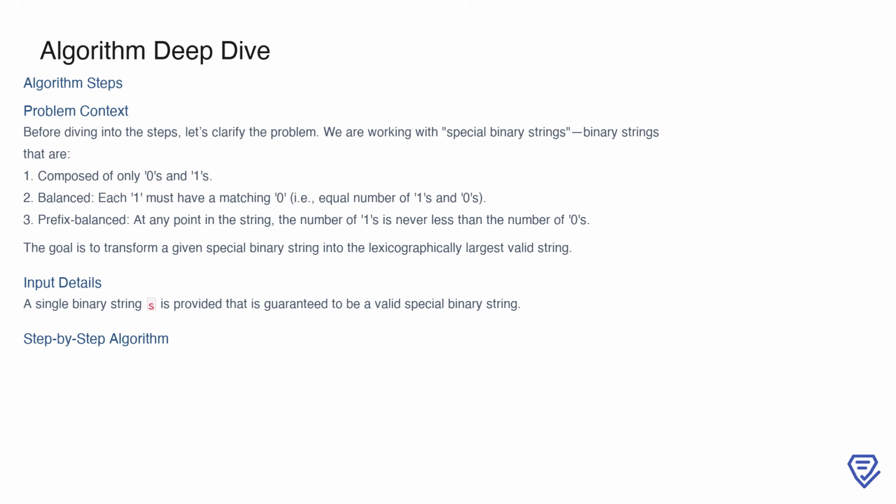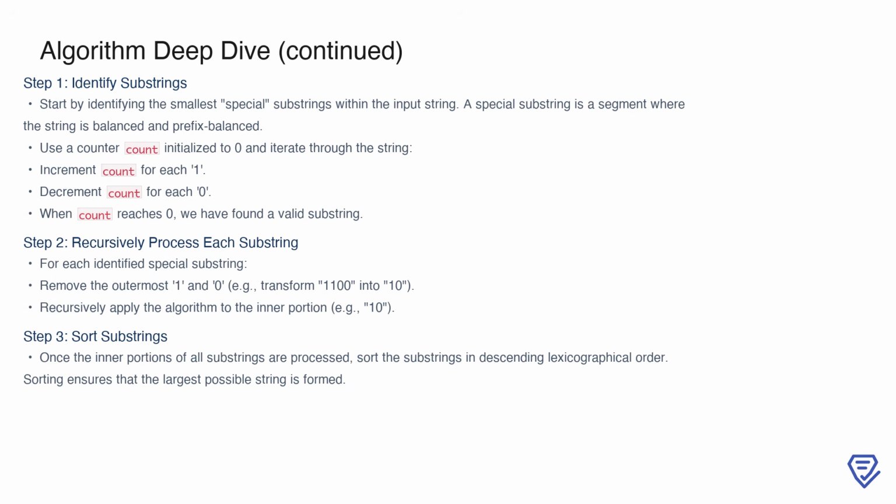Now, let's break the algorithm into clear steps to achieve this transformation efficiently. The first step is to identify the smallest special substrings within the input string. A special substring is a segment that is both balanced and prefix balanced. To do this, we use a counter initialized to 0 and iterate through the string. For every 1 encountered, we increment the counter, and for every 0, we decrement it. When the counter returns to 0, we have found a valid special substring.